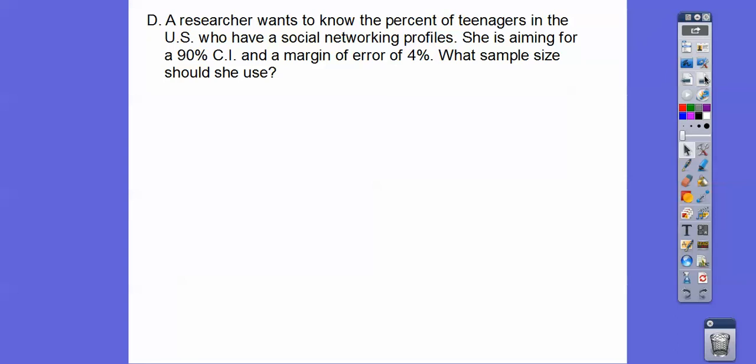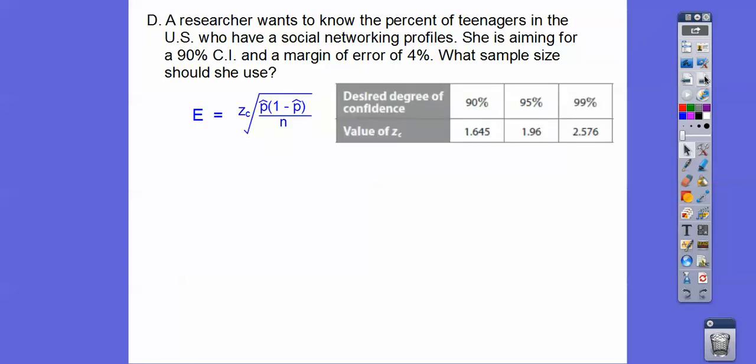What sample size should she use? Okay, so let's see. And she's aiming for what sample size? Okay, so she's doing this right here. So we're going to go ahead and plug this in right here. And the reason why we're doing the population proportions, which is P, is because she's aiming for the 90%.